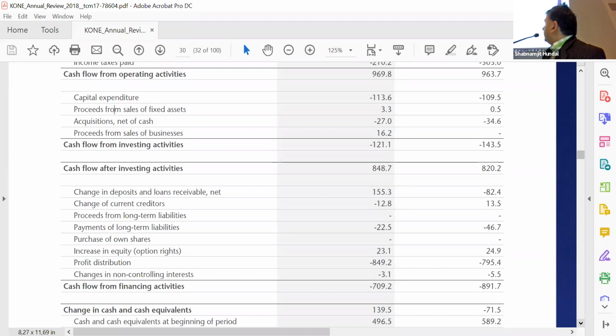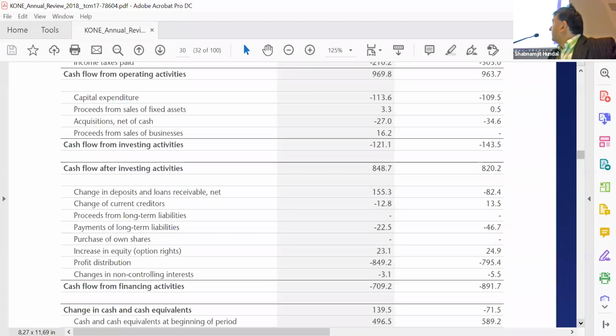Then comes increase in equity, 23.1. That goes to this gentleman's point, can they increase their equity? Yeah. There are fresh shares, 23.1 million last year. So money comes in. When you issue shares, what happens? Money comes to the company. That's why the sign is 23.1 plus. Yeah. And then comes payment of long-term liability. So the money goes out.